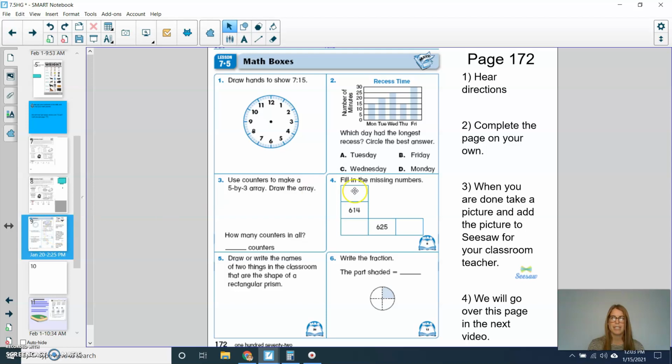For math boxes today, we have page 172 in our math journal. I'll ask that you complete this page on your own. When you're all done, take a picture and add the picture to Seesaw for your classroom teacher. We will go over this page in our next video.